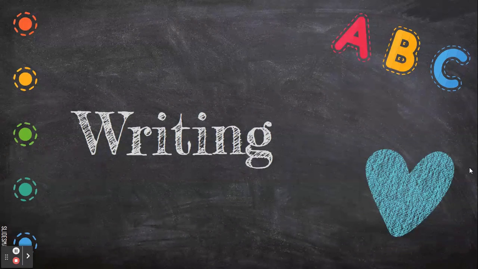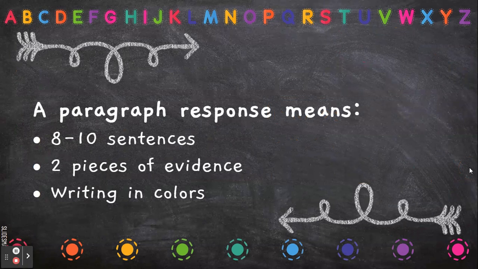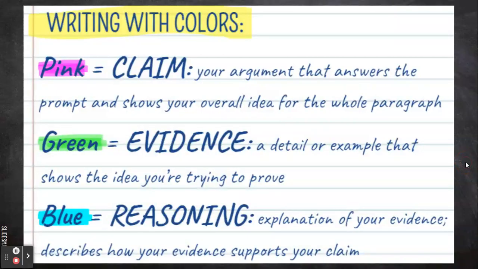Let's look at the writing now. That's on day 2. And you will write a paragraph. Remember, a paragraph means 8 to 10 sentences, 2 pieces of evidence, and writing in colors. Pink is your claim. That's your argument, which shows the whole idea for the entire paragraph. Green is your evidence, a detail or example that shows the claim you're trying to prove. And then blue is reasoning, an explanation of your evidence and describing how your evidence supports your claim.